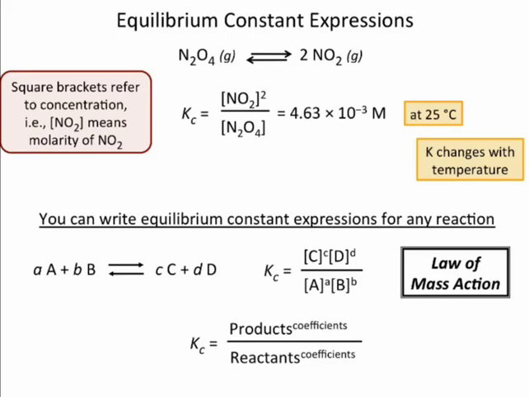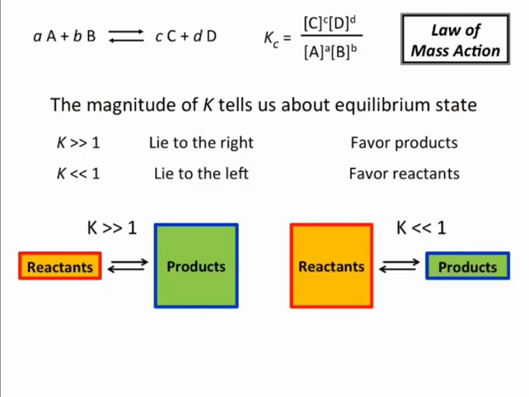Okay, this has a name. We call it the law of mass action. I don't really care about the name. I just want you to know how to do equilibrium constants. So here it is again. Now, the magnitude of K tells us something.